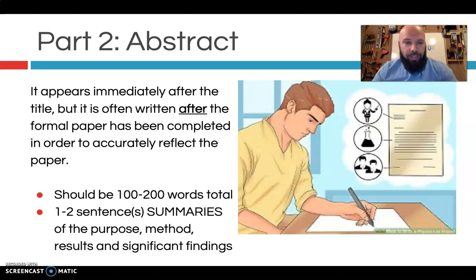It should be immediately after the title, and about 100 to 200 words total. You're going to have about 1 to 2 sentences summarizing the purpose, method, results, and any other significant findings that you deem necessary. This is like a preview. This is the place where you are telling the scientific world, this is what I am going to do, how I did it, and the results that I got.